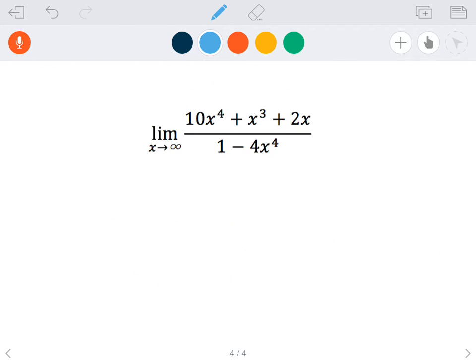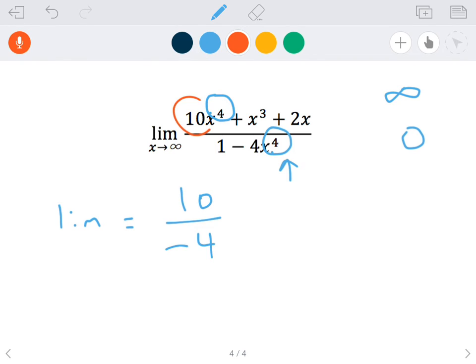All right, one more question. This one says to find the limit as x approaches infinity of this fraction. Now from the notes, what you need to look for is if the highest degree on top is bigger than the highest degree on the bottom, then you know you're going to approach infinity. If the degree on the bottom is bigger, then you're going to approach 0. But if your degrees are the same, like we are here, then your limit will be equal to the fraction of your leading coefficients. Those are the coefficients in front of those highest degrees.